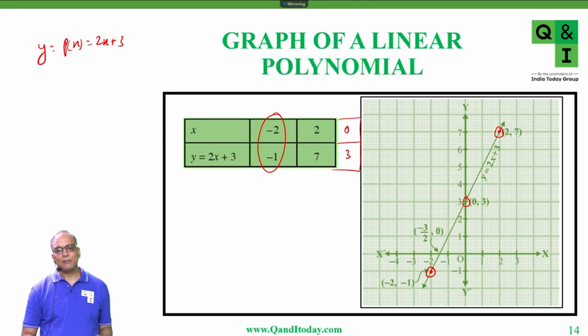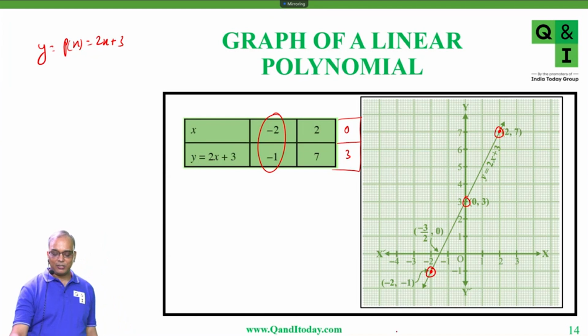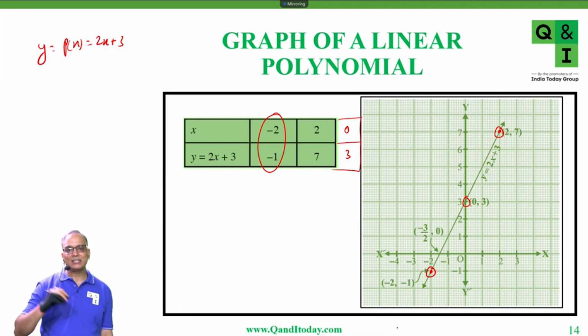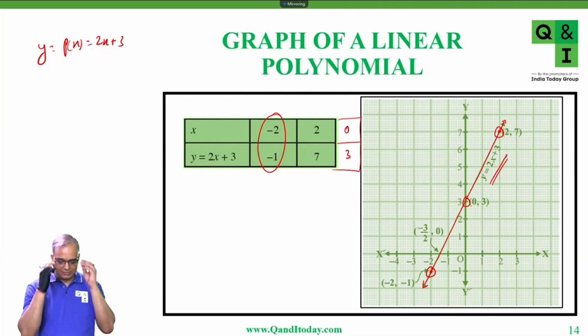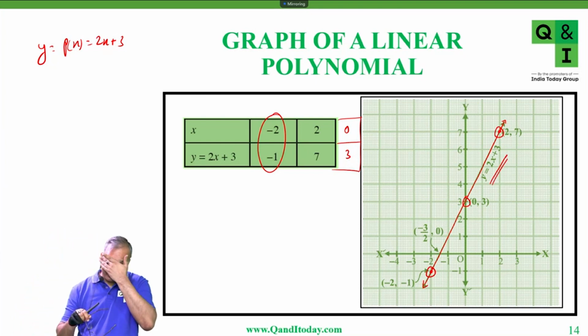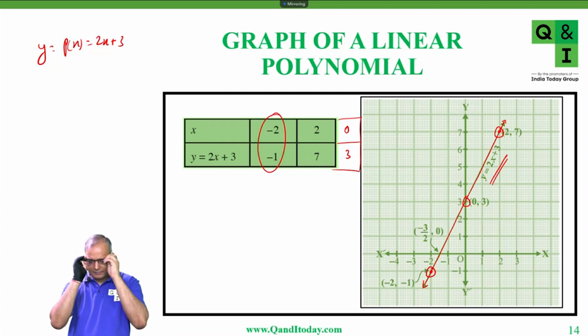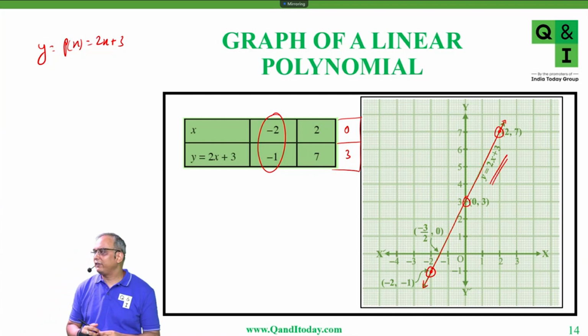Because it is a linear polynomial, the graph is going to be a straight line. You can see here that these 3 points lie on a straight line. So this is going to be your graph of the linear polynomial y is equal to 2x plus 3. Is it clear, students? Have you understood the concept? The graph of linear polynomial?